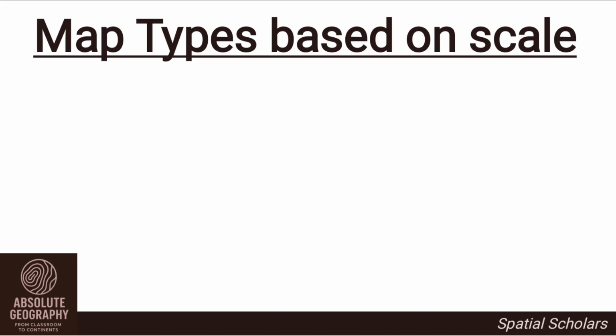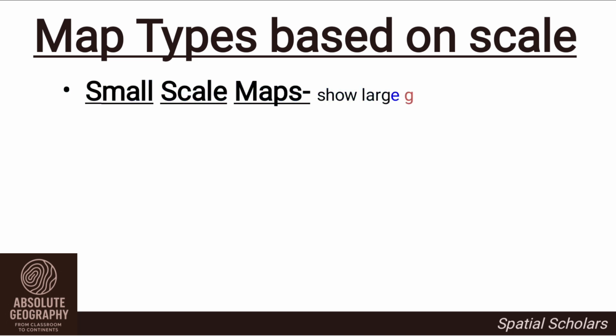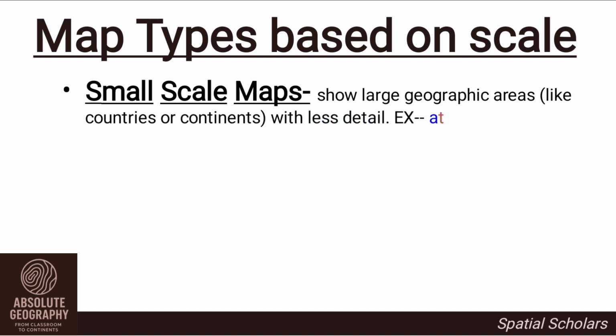Now we can discuss the types of maps based on scale. First one is small scale maps. They show large geographical area with less detail. Remember this, small scale maps show large geographical area but with less details. Examples will include the atlas maps, wall maps, or the general world map or the map of India that we use in our classes. When we are representing larger areas, minor details cannot be shown on the map.